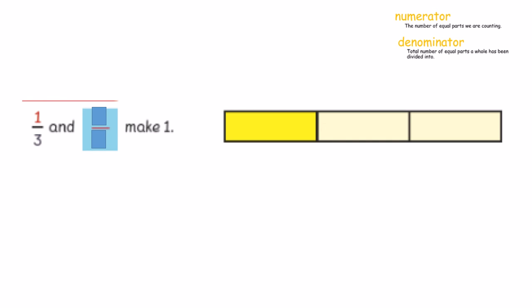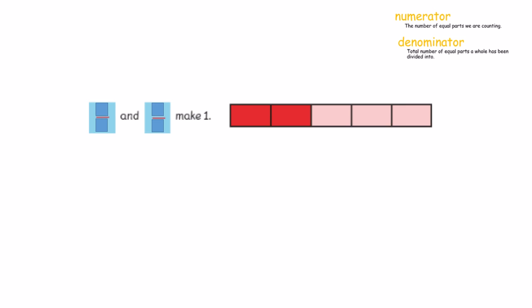In the first question, we had already worked out that there were 3 equal parts, so the denominator will be 3. One of those equal parts was dark yellow, which makes 1/3, and 2 of those parts were light yellow. This means 1/3 and 2/3 makes 1, makes the whole rectangle.